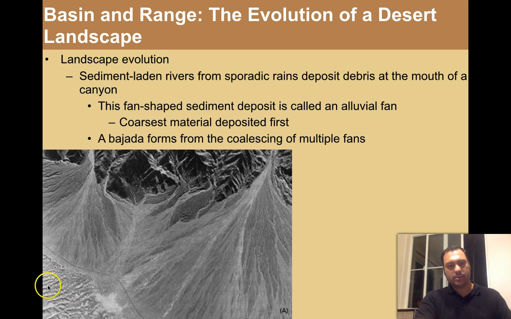Okay, and so this is a bajada, the coalescing of these. What is this down here? This down here is actually a dry lake. This is a dry lake bed, and I believe this is a picture taken of the Panamint Range in eastern California, just adjacent to Death Valley. So this is a dry lake down here.